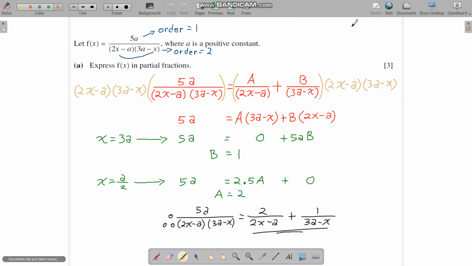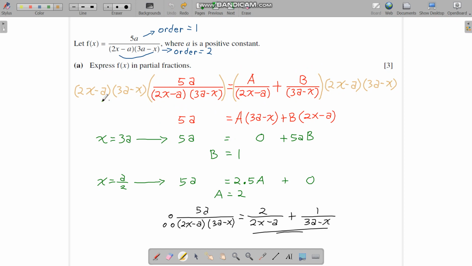Next, it's a bit different because we have a here. A is a positive constant, so it's just a constant. The order is 1 for the numerator, the order is 2 for the denominator because of 2x times x, and it's proper, just do the partial fractions. And this is linear, so we use this form. Also linear, we use this form.